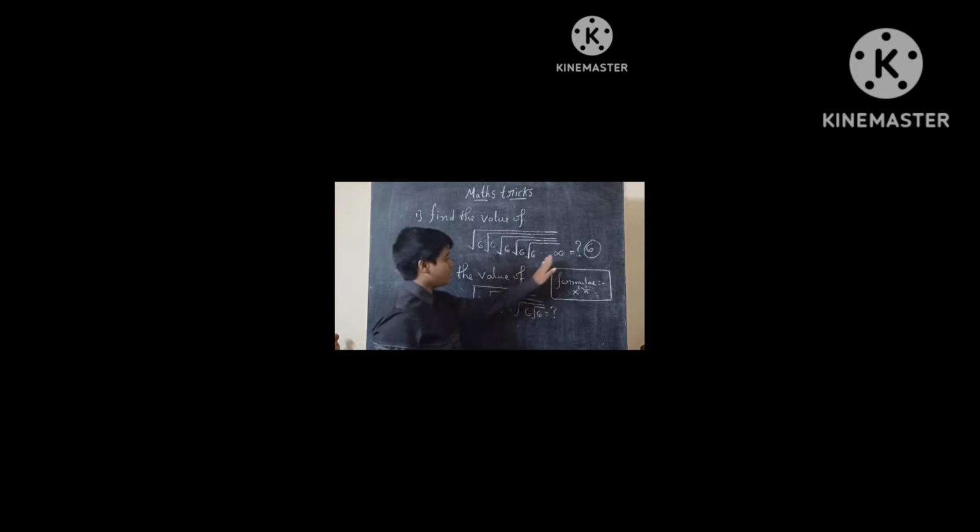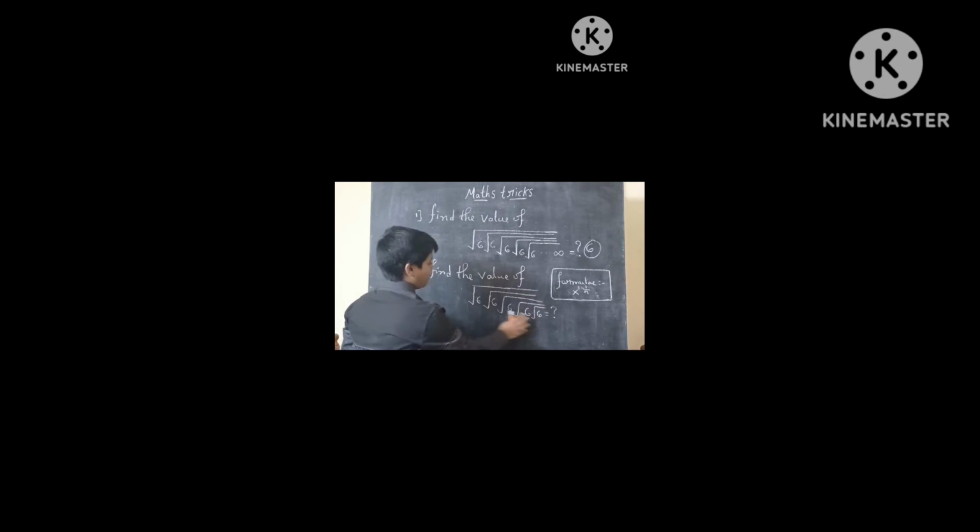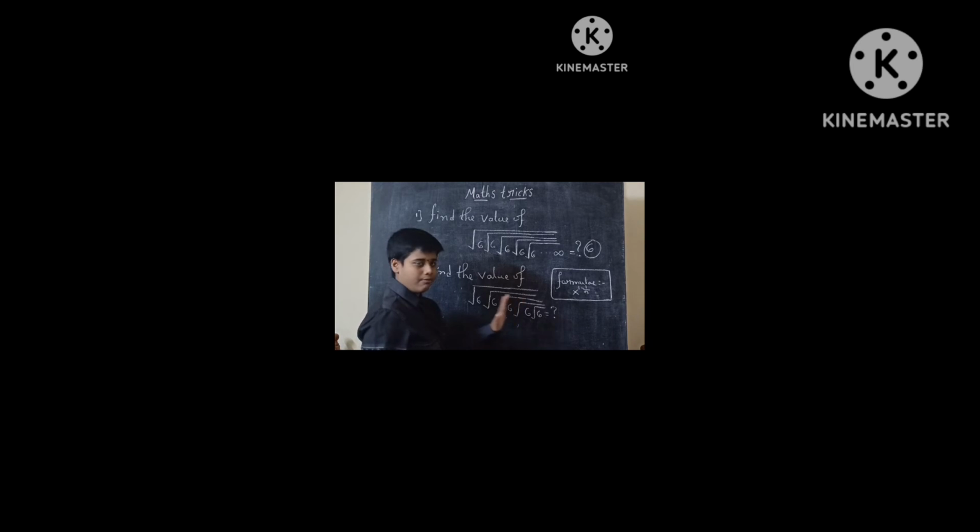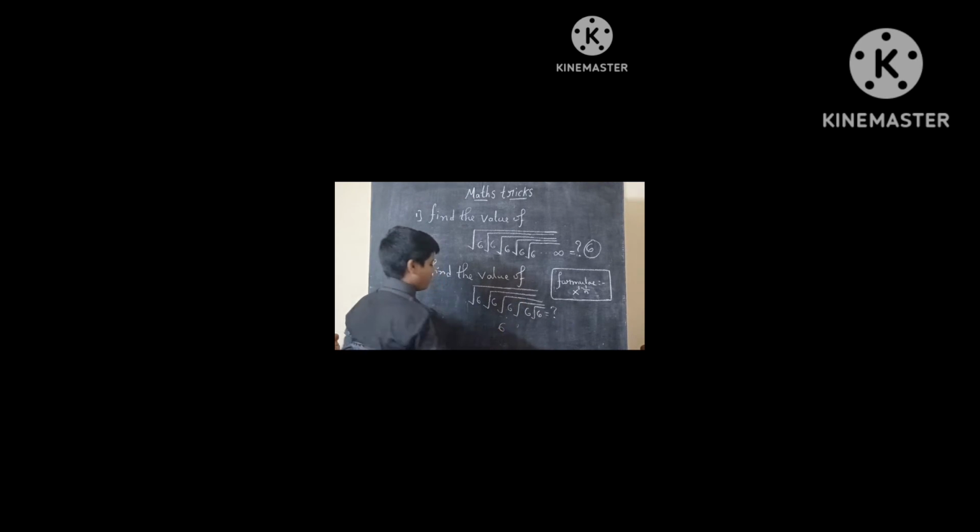If they ask infinity times... So if you see here, root 6 up to 5 times is there. 5 times means we have to write 6 power 1, 2, 3, 4, 5. 5 square roots are there. So 1 square root value is half, so for 5 square roots we have to multiply. If we multiply, the denominator is 32 and the numerator will be 1 less than the denominator.